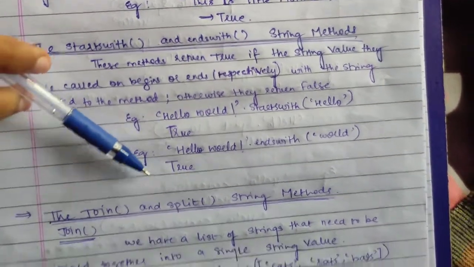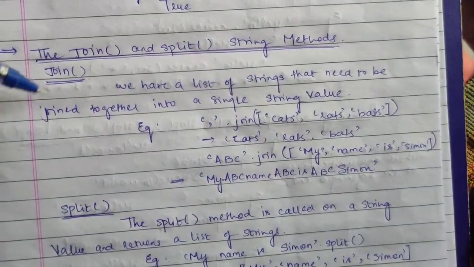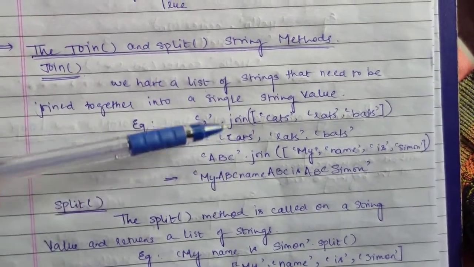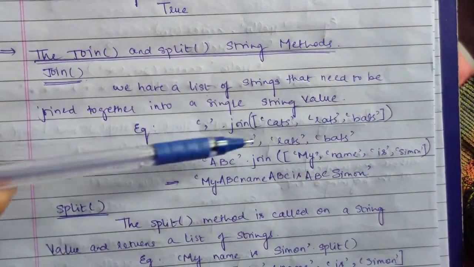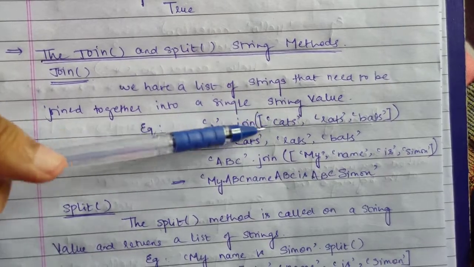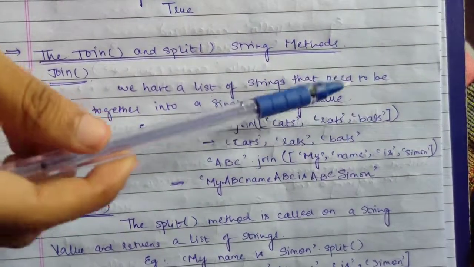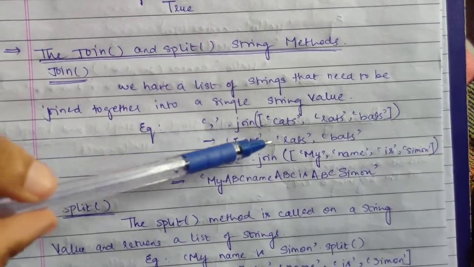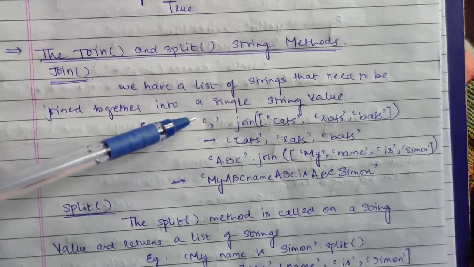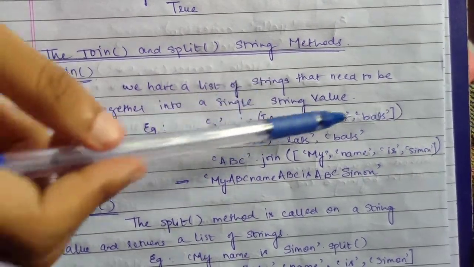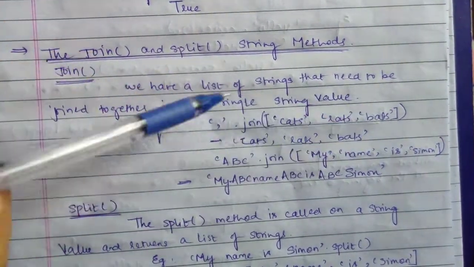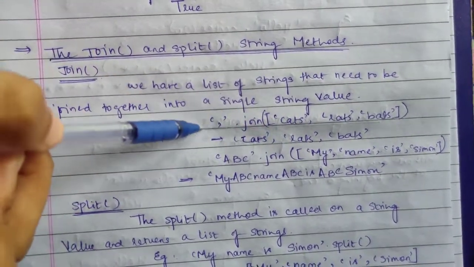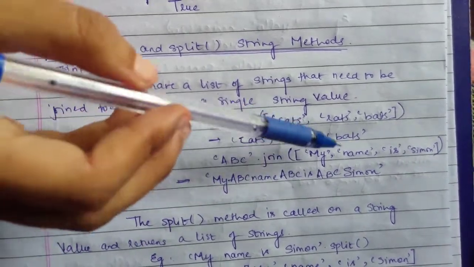Next you have the join and split methods in the string. For the join method, you have a delimiter that is used, and you have a list that has to be joined. Suppose you specify the list within the join method, that is cats, rats and bats, and you specify the delimiter before the method. The delimiter, which is specified in quotes, dot join, and within the brackets you specify the list of elements that should be joined. So when the output returns, since the delimiter is a comma here, it will return cats, comma, rats, comma, bats.